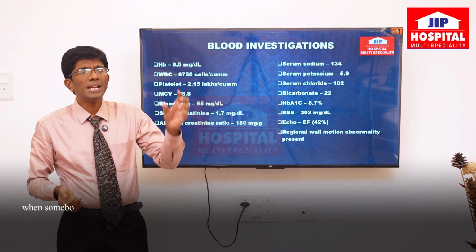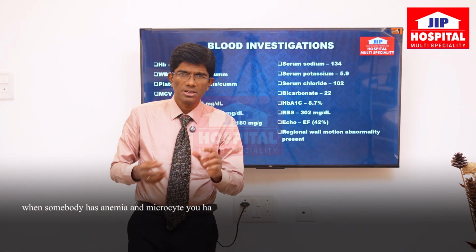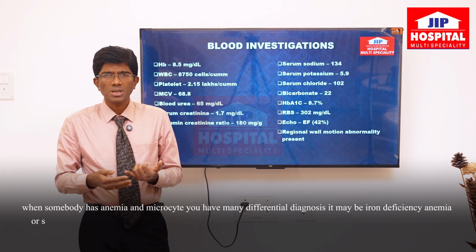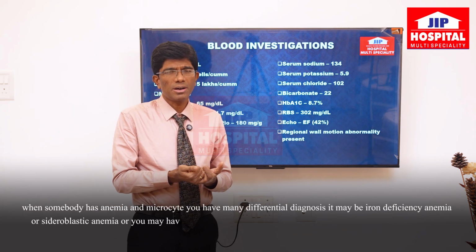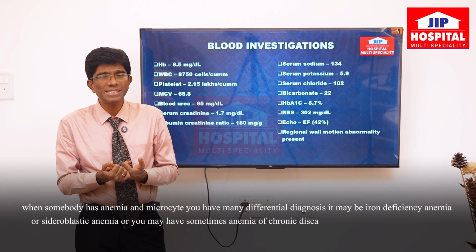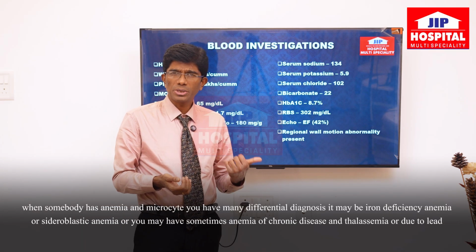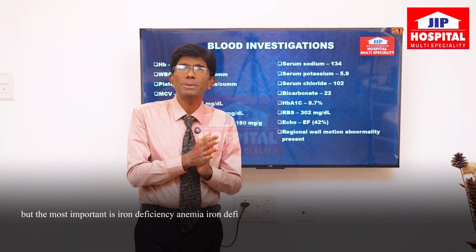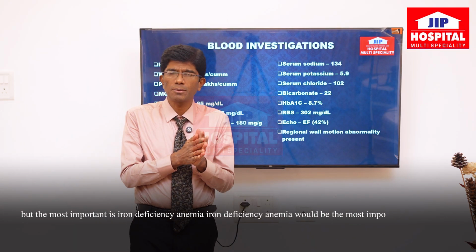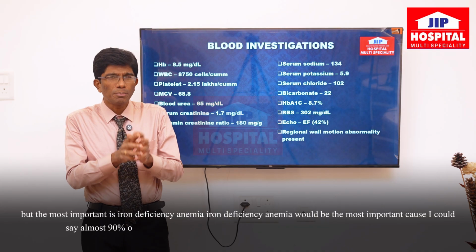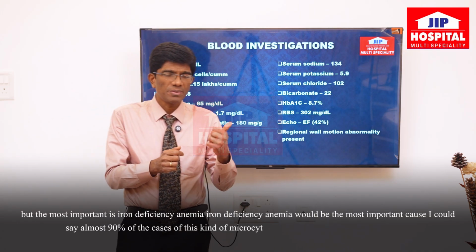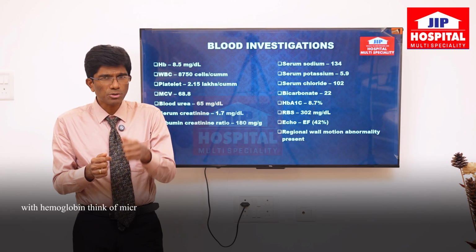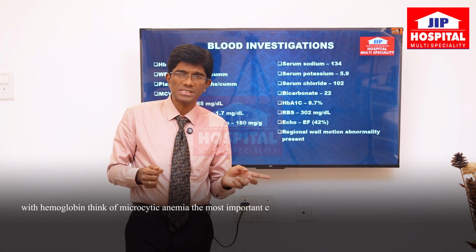Okay. When somebody has anemia and microcytes, you have many differential diagnoses. It may be iron deficiency anemia, or sideroblastic anemia, or sometimes anemia of chronic disease and thalassemia, or due to lead poisoning. But the most important is iron deficiency anemia. Iron deficiency anemia would be the most important cause. I could say almost 90% of the cases of this kind of microcytic anemia, when someone has low MCV with low hemoglobin, think of microcytic anemia. The most important cause is iron deficiency anemia.